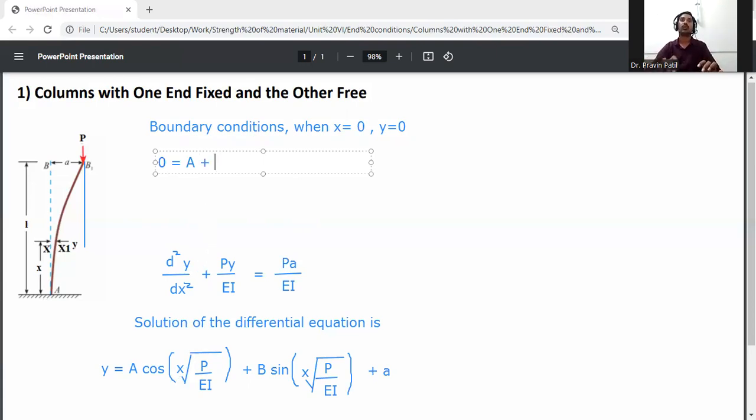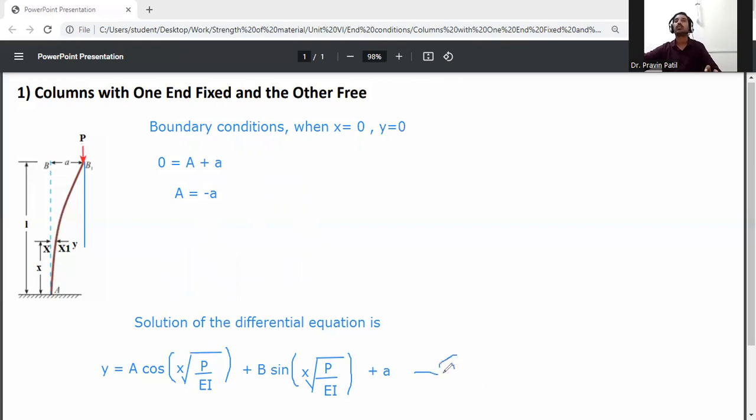Okay, so plus this one, capital A is equal to minus a. Okay, capital A is equal to minus a. So second, apply the boundary condition. This one, write down, is equation number 1.